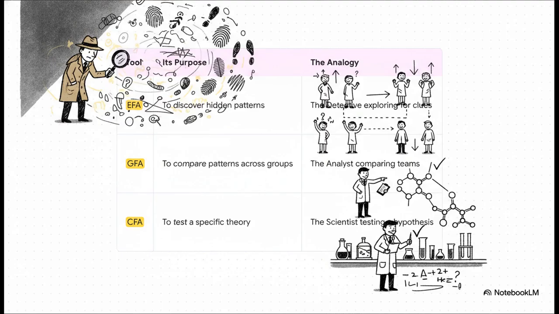Then there's group factor analysis, or GFA. This is more like an analyst comparing different teams or maybe different customer groups to see if the same patterns show up for everyone. And finally, there's confirmatory factor analysis, CFA. This is our scientist in a lab. They have a very specific theory, like design and value are the only 2 things that matter, and they're using the data to prove it or disprove it.